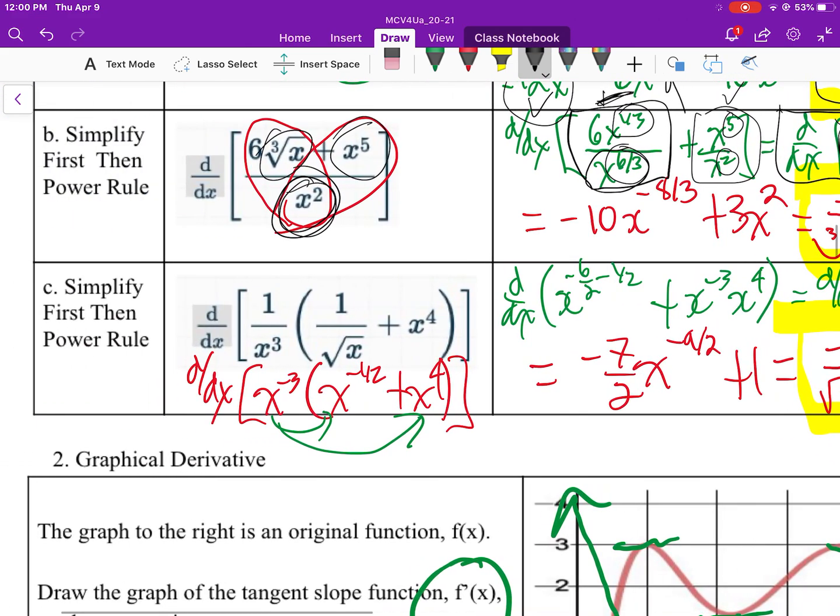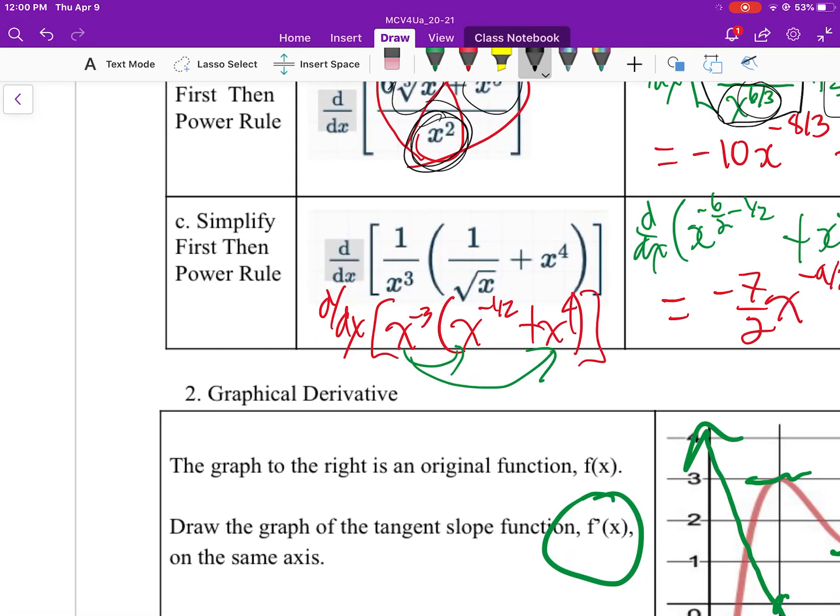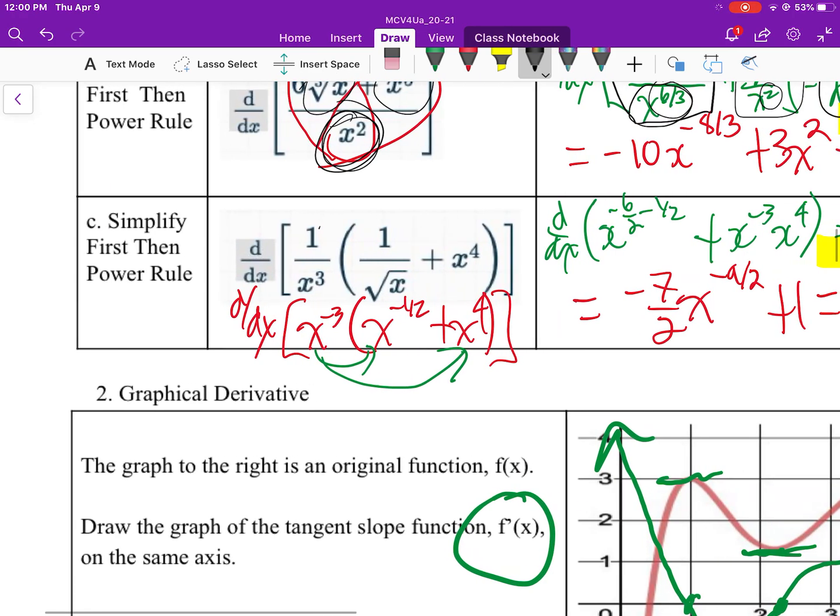Okay, so last one. This is just a really nasty one that you have to expand through the brackets. So you're going to expand there and expand there. But before you do that, you need to represent it with a rational exponent, a fractional exponent, and/or a negative exponent.